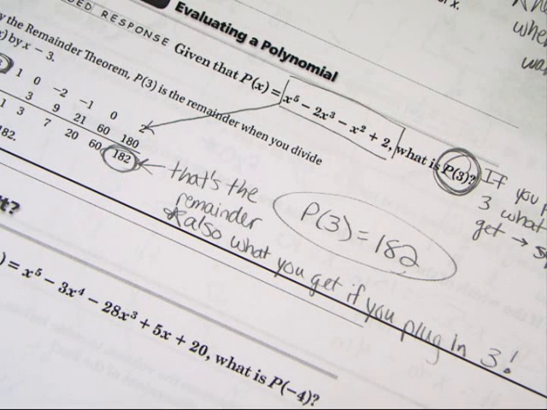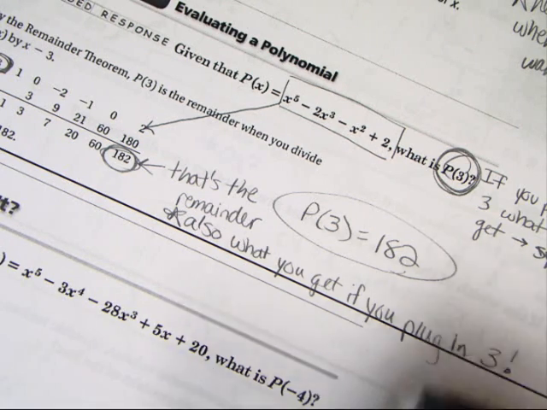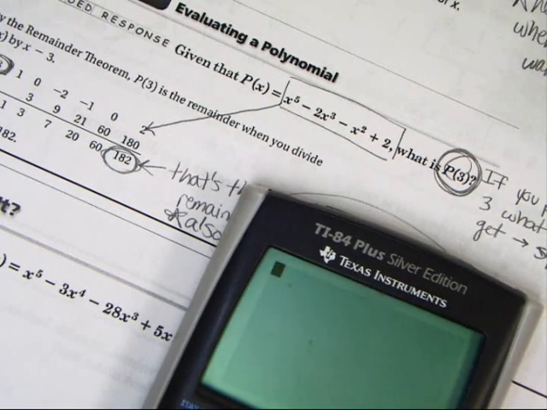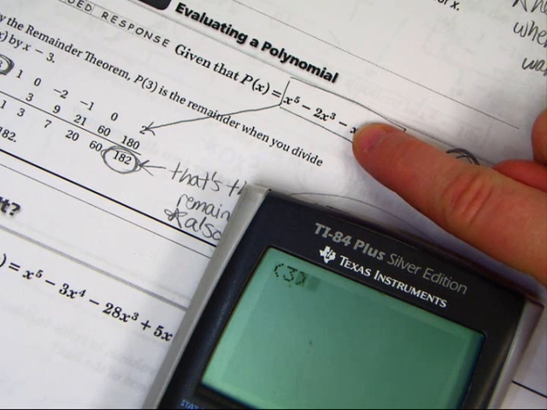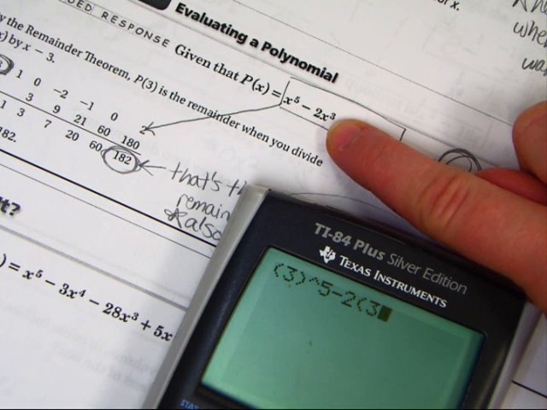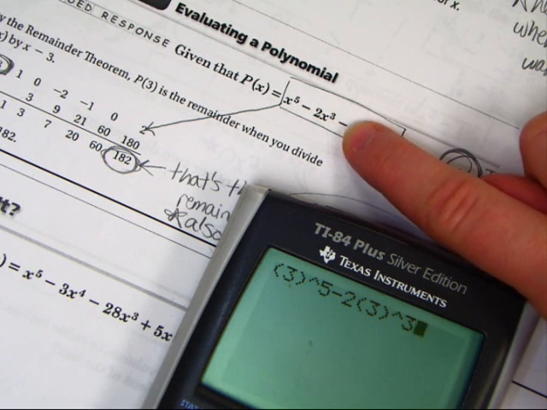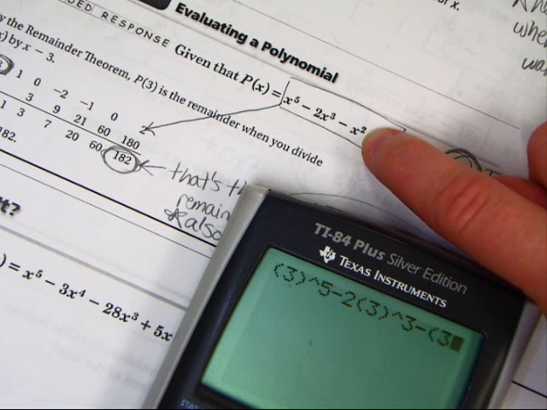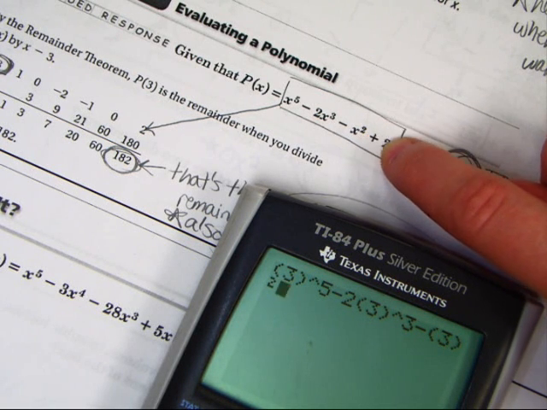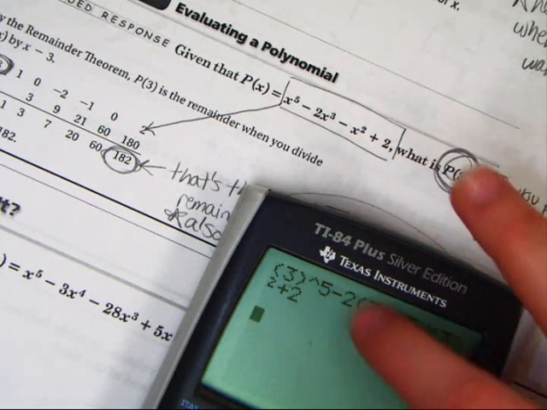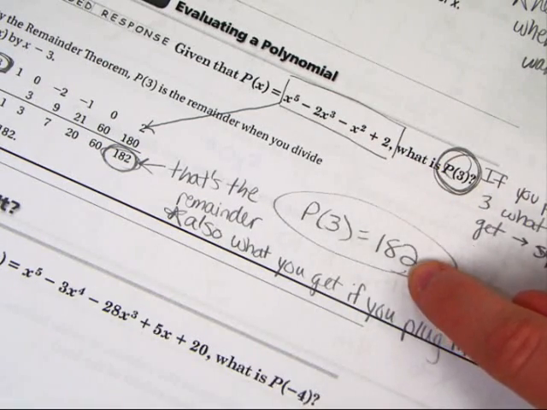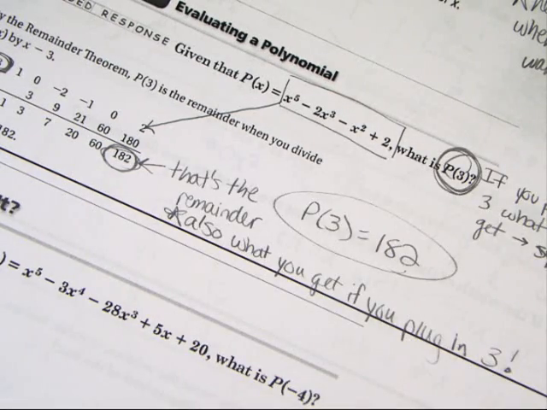So a pretty neat concept there. If you guys don't like to plug things in, you can use synthetic division to figure out what it would be. Now if you're still kind of lost, here's what they're trying to tell you. If you have 3 to the 5th power minus 2 times 3 to the 3rd power minus 3 squared plus 2, you get 182. So if you were to plug it in, you would get what it would end up being in the remainder. So it's an option. You don't have to use it, but it is a nice option.